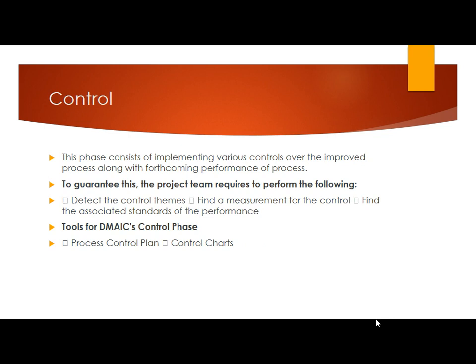This phase consists of implementing various controls over the improved process along with the forthcoming performance of the processes. To guarantee this, the project team is required to perform defect and control themes, find a measurement for the control, find the associated standard of the performance, measure the performance, compare the actual measure and performance against the standards, and then, in case a variation is identified, take action on the differences. Various tools for the Control phase are process control plan and control charts.